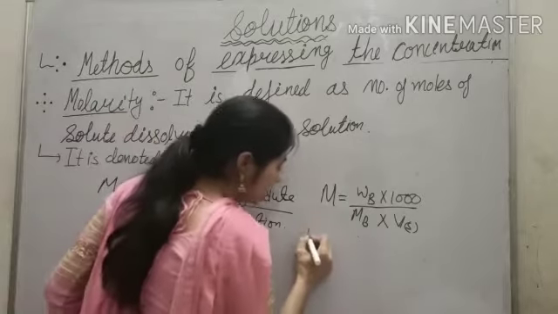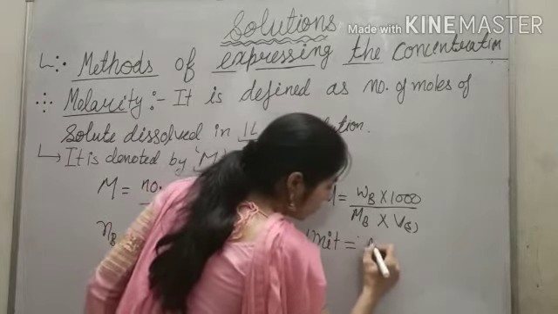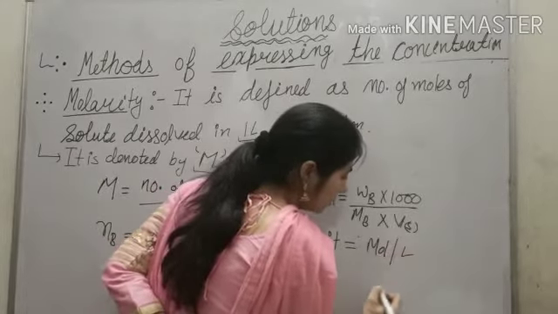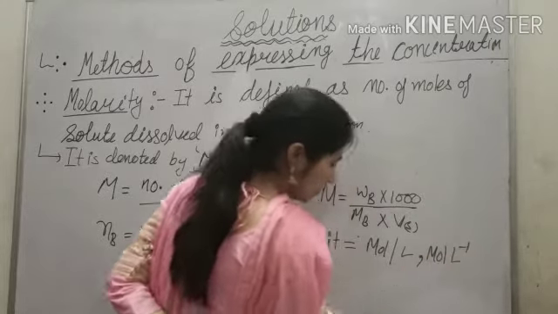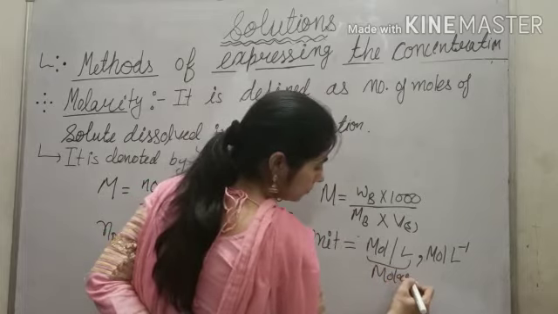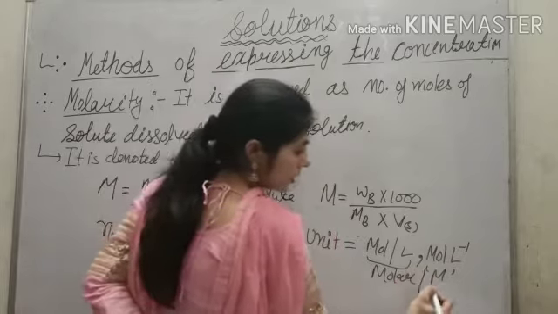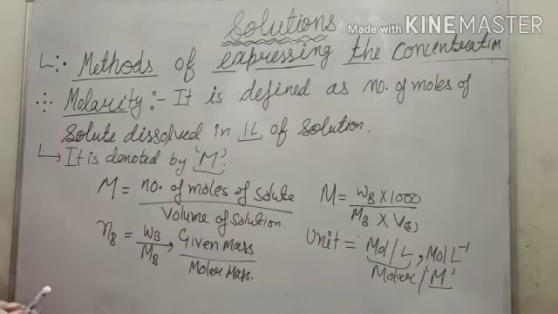Now what is the unit of molarity? The unit of molarity is mole per liter, or we can say mole liter inverse, and commonly they are known as molar solution or capital M. It represents the molar solution. Okay, now let's do a numerical.